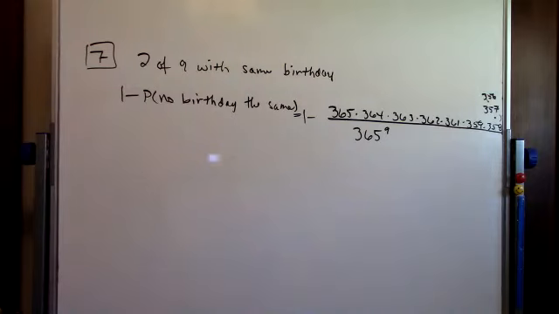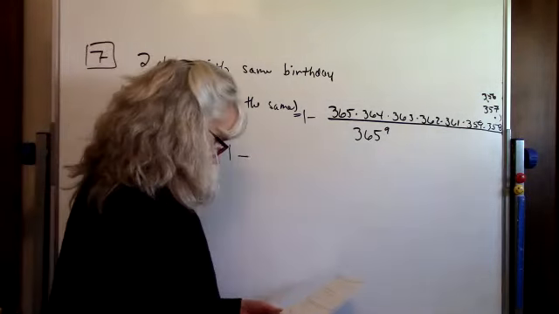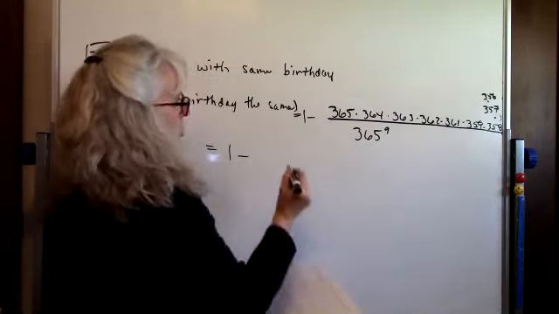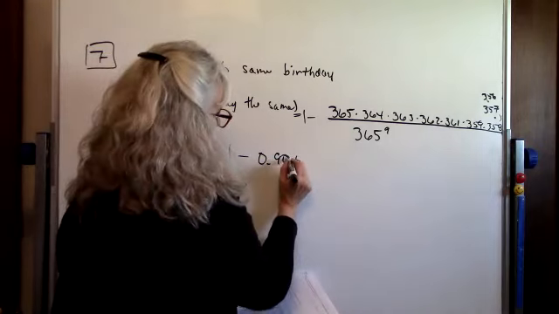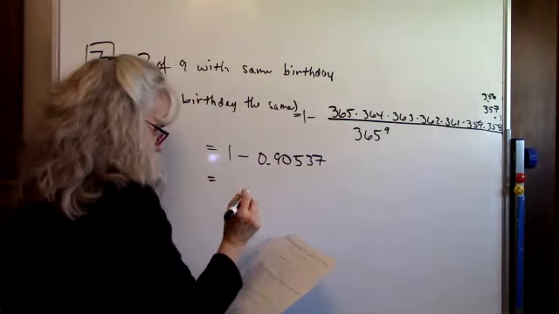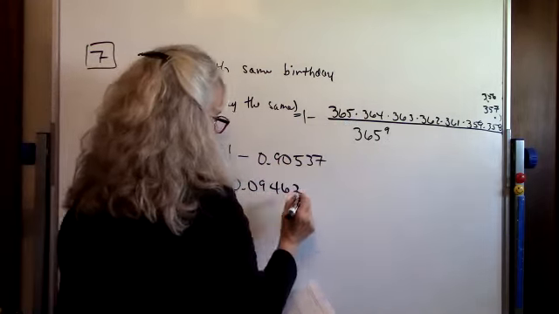Sorry, I need to plug in the laptop. Low battery. Okay, so we have 1 minus, and it looks like I don't have any of those, this multiplied out. So 0.90390537 is what this comes out to be. And 1 minus that gives me 0.09462.